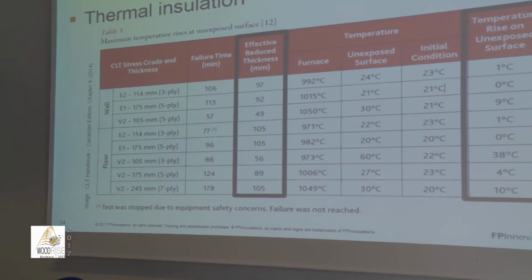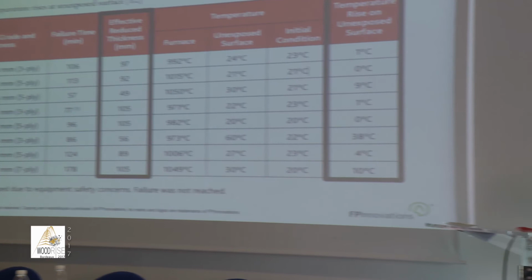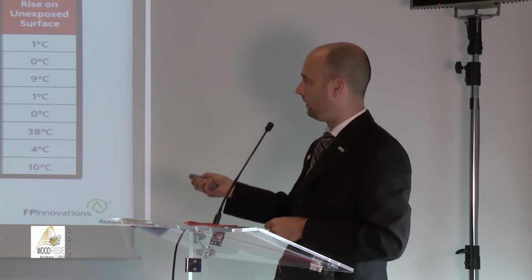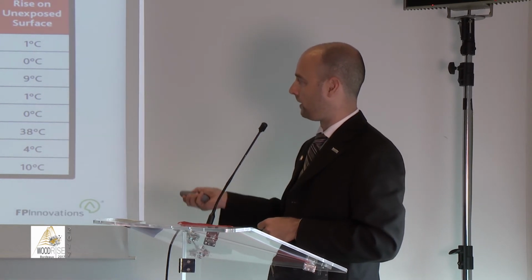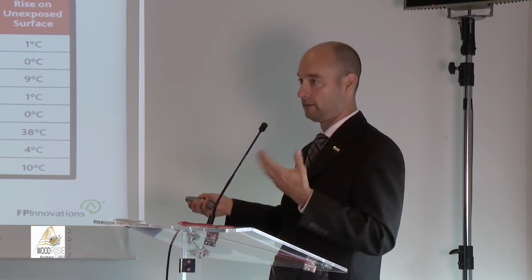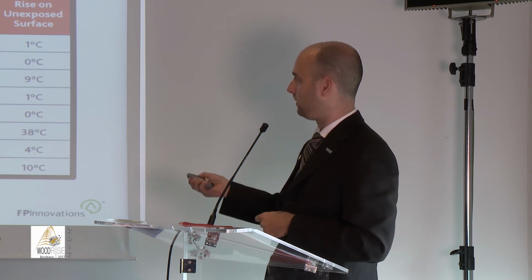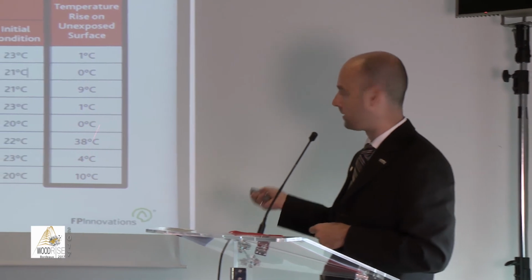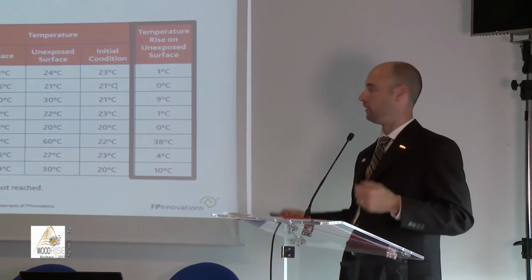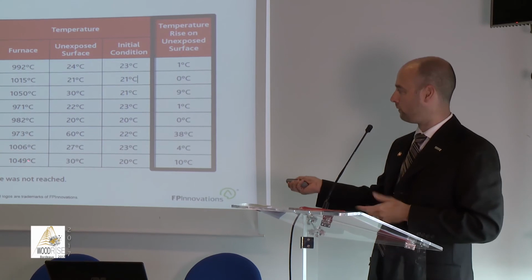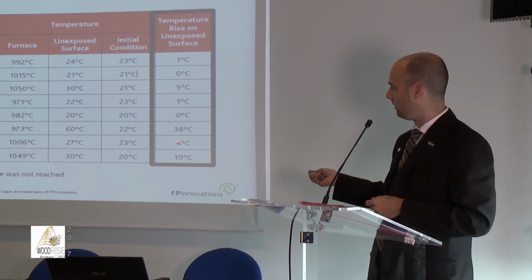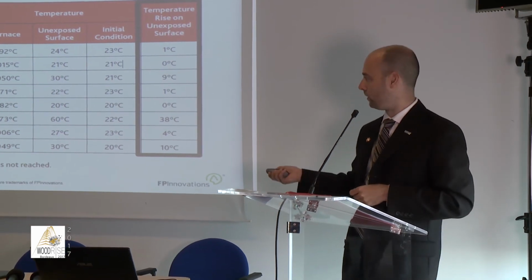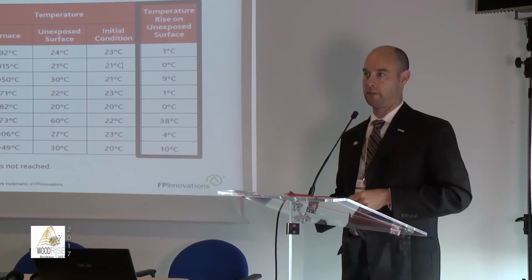These are the results that we got from our first round of CLT testing. In that column here, we have what was left of the assembly at the end of the test. Here is the temperature of the furnace, and this is the temperature rise that we got during the test. So really, you end up with over 1,000 degrees Celsius, and you have about 5 to 10 degrees Celsius rise on the other side with 10 centimeter of wood.